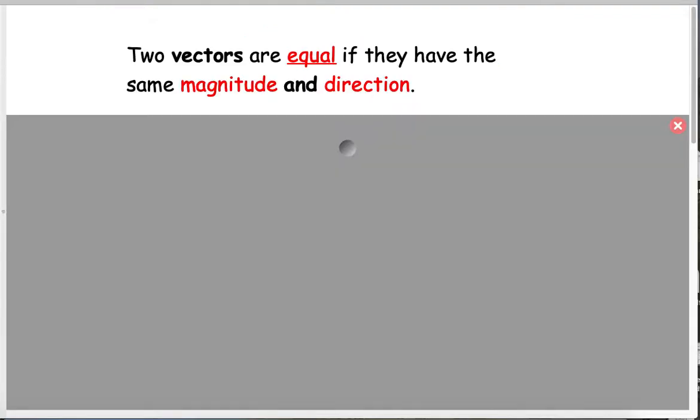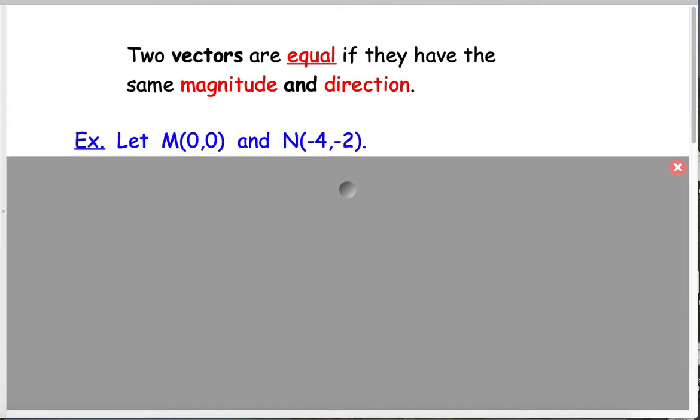Now, what if we have two vectors? How do we know if they're equal? Well, they're going to be equal if they have the same magnitude and direction. So they can't just be the same length. They're not going to be equal if they're not going in the same direction. And likewise, two vectors that are parallel aren't equal unless they have the same length. So both of these conditions have to be met.